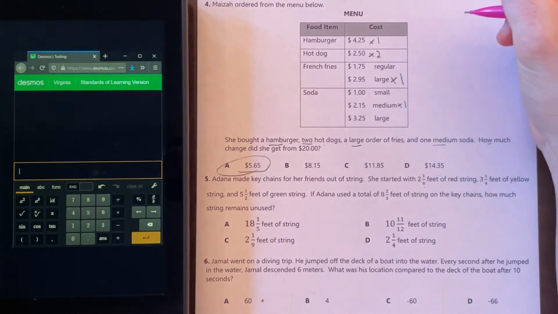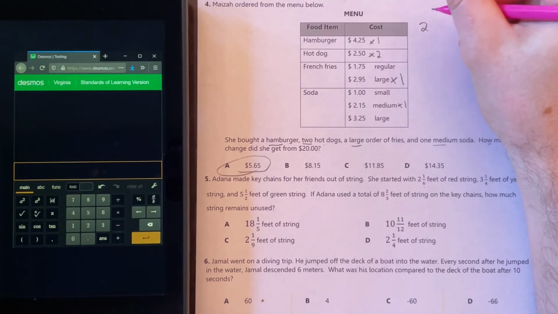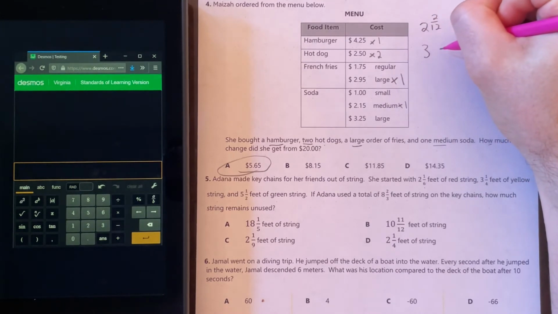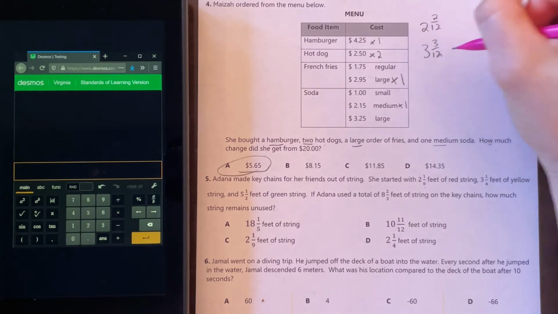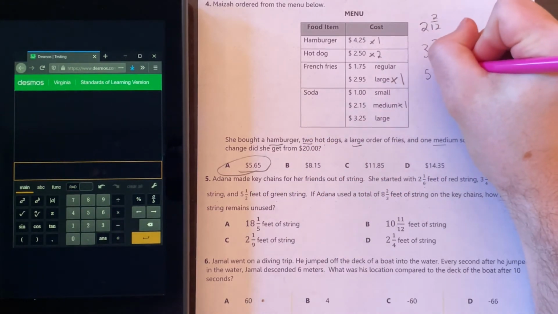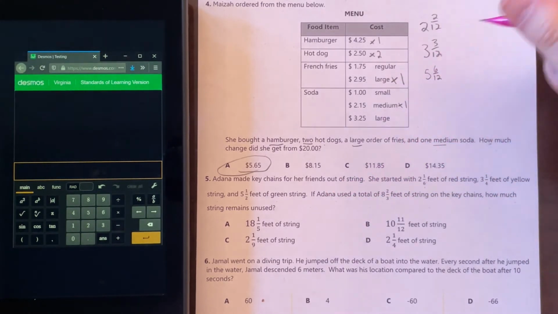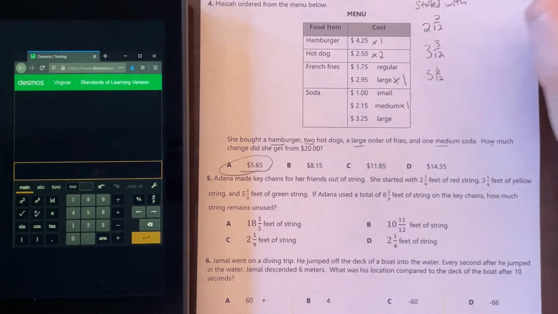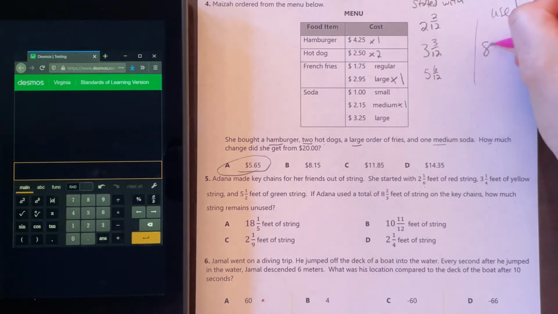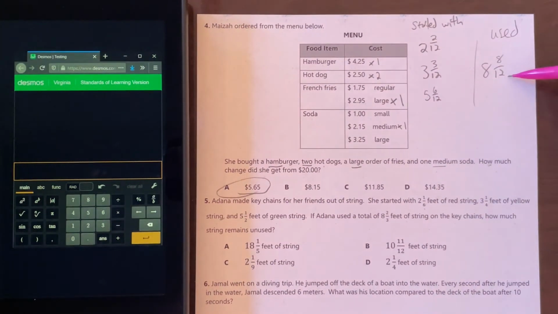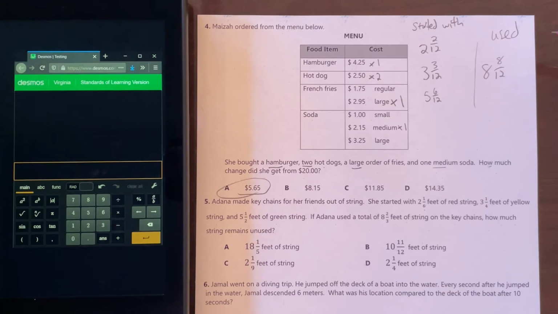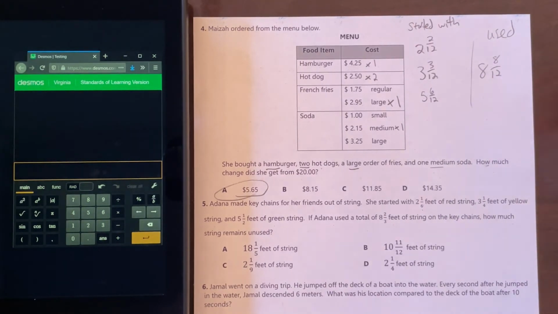So I'm going to say I have 2 and 2 over 12. I have 3 and 3 over 12. I have 5 and 6 over 12. And it's saying they used a total, so let's say started with those amounts, and then they used 8, and let's do 8 over 12. So that's how much they started with, and that's how much they used. So how much is remaining? So what I'm going to do is I'm going to actually add these values together, and I'm going to take out that amount.